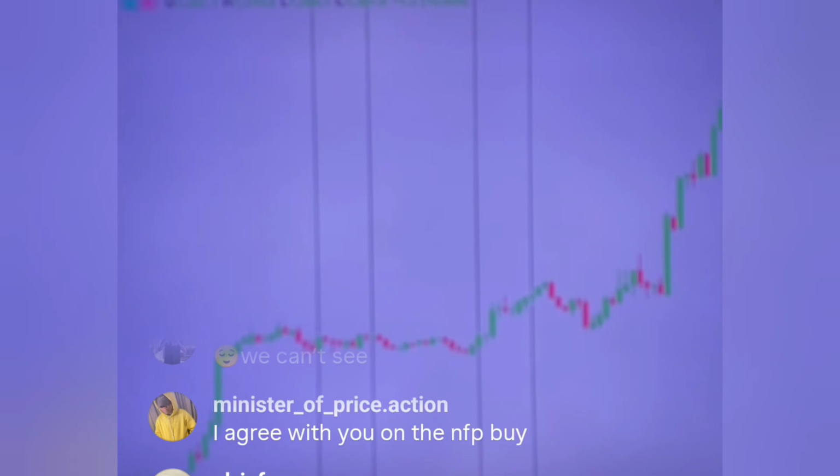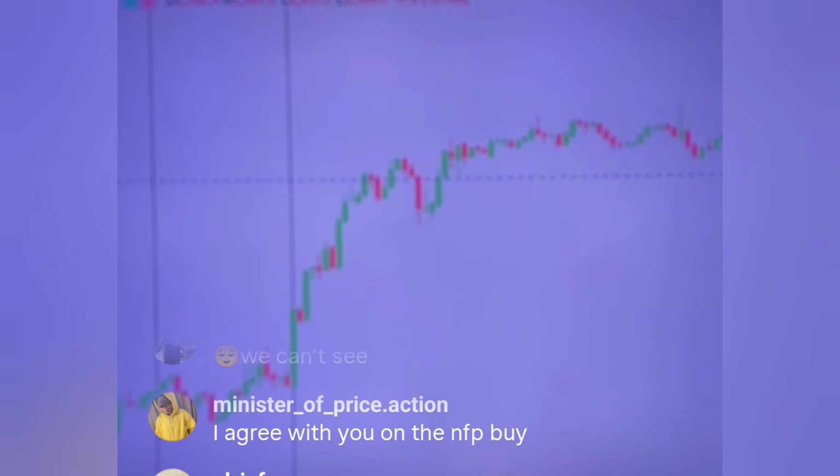I don't know why I'm giving you guys this setup. It's a setup that I don't share easily. But let me just go with the flow.